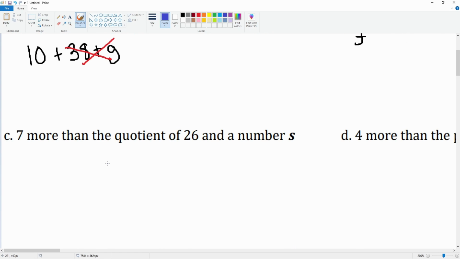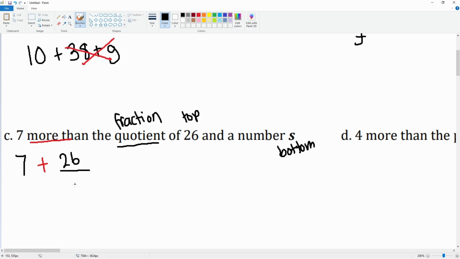C. 7 more than the quotient of 26 and a number s. 7, that's just the number 7. The more than means the addition symbol. Quotient means it is a fraction. Of 26, this is going to be the top of the fraction, and a number s, which is going to be on the bottom of the fraction. So here's the quotient part, 26, and the number s is on bottom.